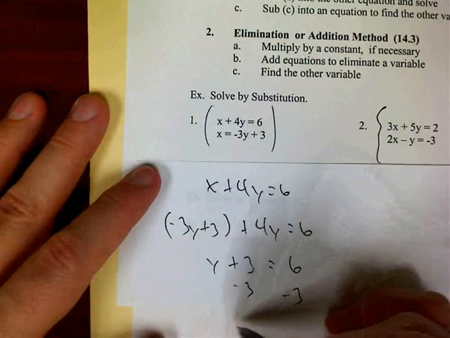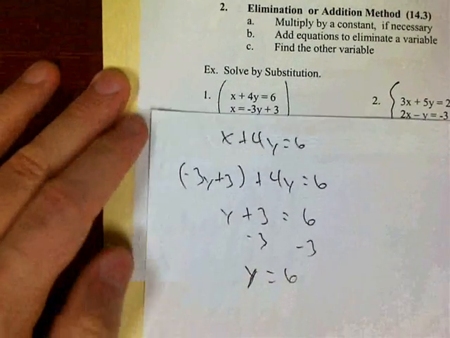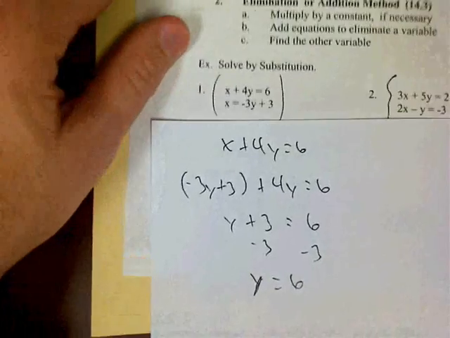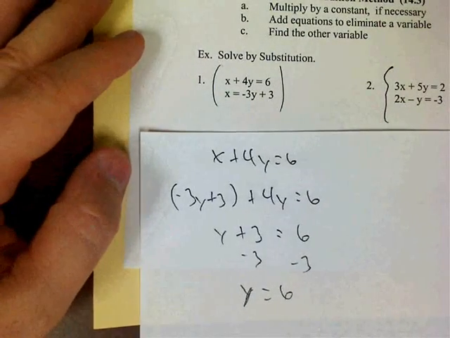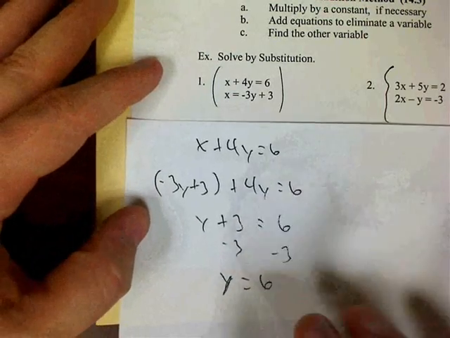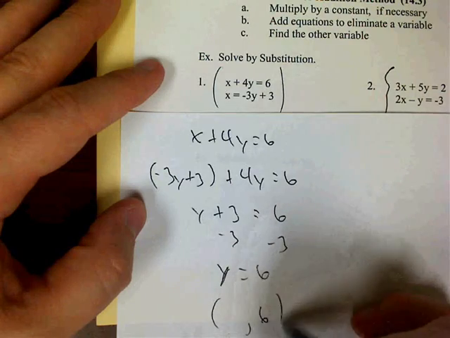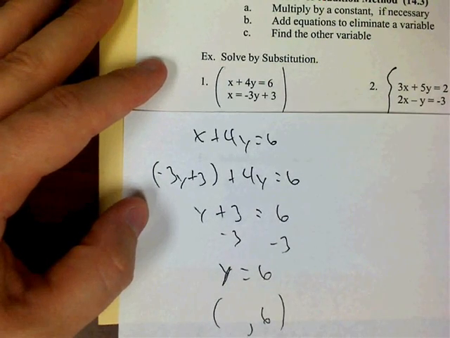Y equals 6. Now some people may think that they're done. You're not done yet. And the reason why we're not done is because we've only found one part of our answer. Because our answer is always going to be points. So as right now, we have something comma 6. We need to find x.